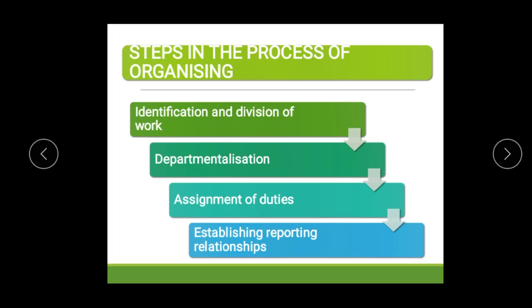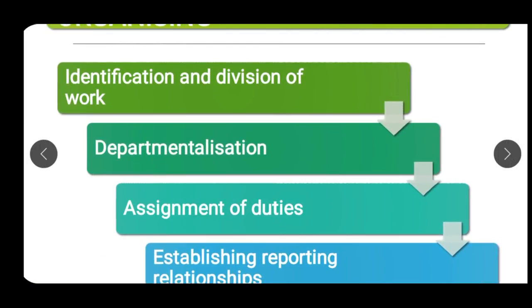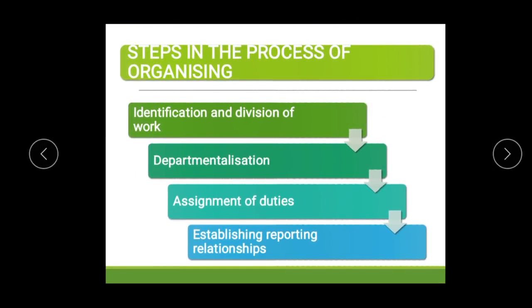So next is the steps in the process of organizing. There are 4 main steps. First step is identification and division of work. Second step is departmentalization. Third step is assignment of duties, and fourth step is establishing reporting relationships. So let us discuss these steps one by one.